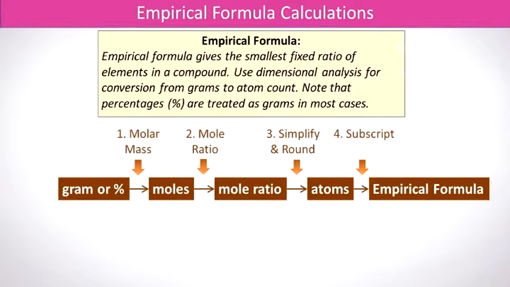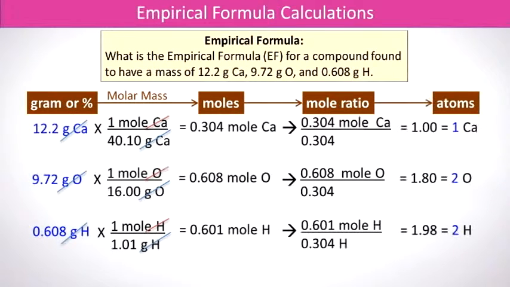This diagram shows you a simple stepwise process that we will use. Simply put, we take grams to moles, moles to molar ratio, atoms to empirical formula. And we do that by using molar mass, molar ratios, we simplify and round off, and we assign the substance. Let me show you how we do that by using an example.